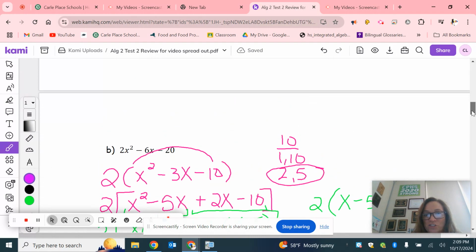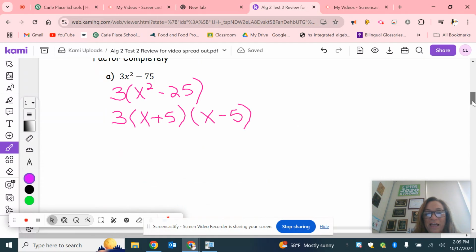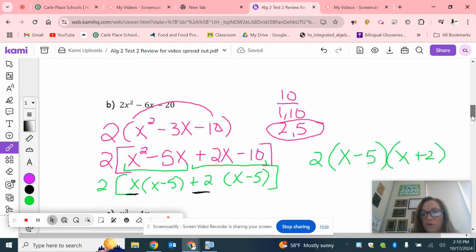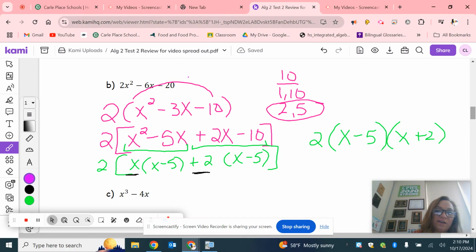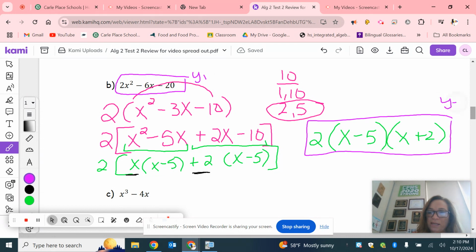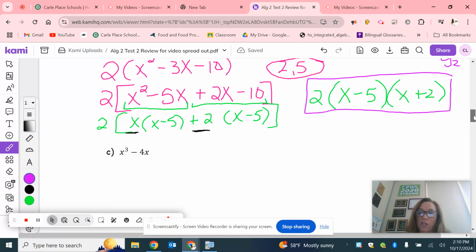Anything that has just a single letter, like this 3x squared minus 75, if you type this in the calculator and you type this in the calculator, you can just check that they're equivalent. That's one way to check, just using your graphing calculator. So the same thing here, if I type this into my y sub 1 and I type this into my y sub 2, I just want to make sure that they're equal. Factoring doesn't change the value of something, it just changes the look.